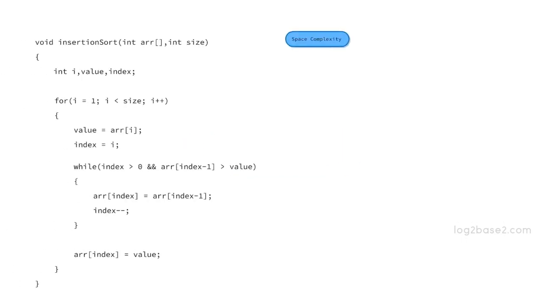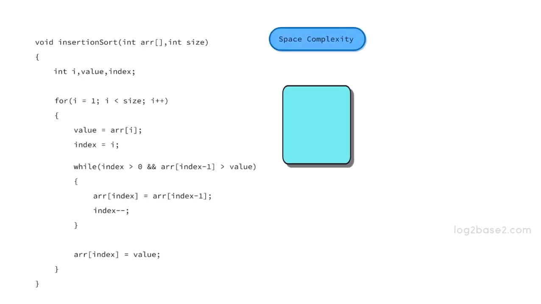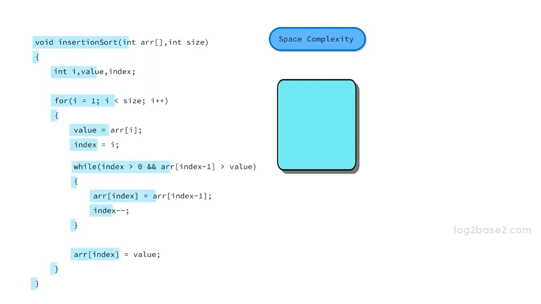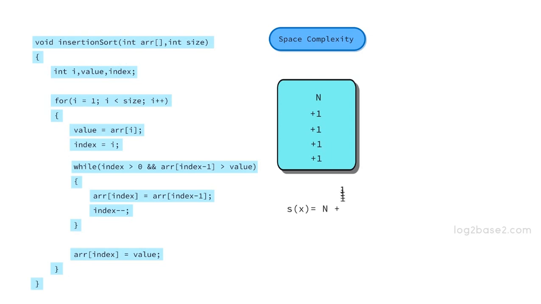Space complexity is the total amount of space a particular algorithm takes to produce the output. So here the array ARR takes n units of memory and size will take 1 unit. And i, value and index each will take 1 unit of memory. So the total space S(x) is equal to n plus 4. It is a polynomial and the degree is 1, so the space complexity will be order of n. So that was the space complexity.